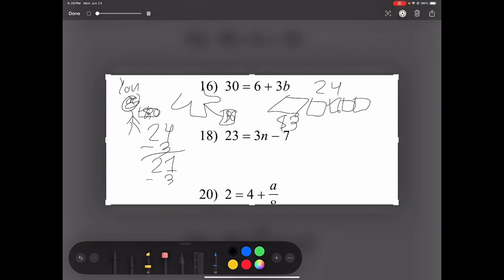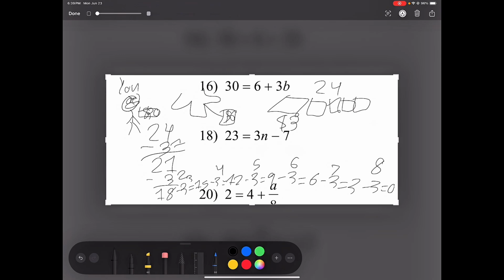So 21, 18, 15, 12, minus 3 is 9, minus 3 is 6, minus 3 is 3, minus 3 is 0. All we have to do is count how many times we subtracted by 3. So 1, 2, 3, 4, 5, 6, 7, 8. So we can buy 8 notebooks.